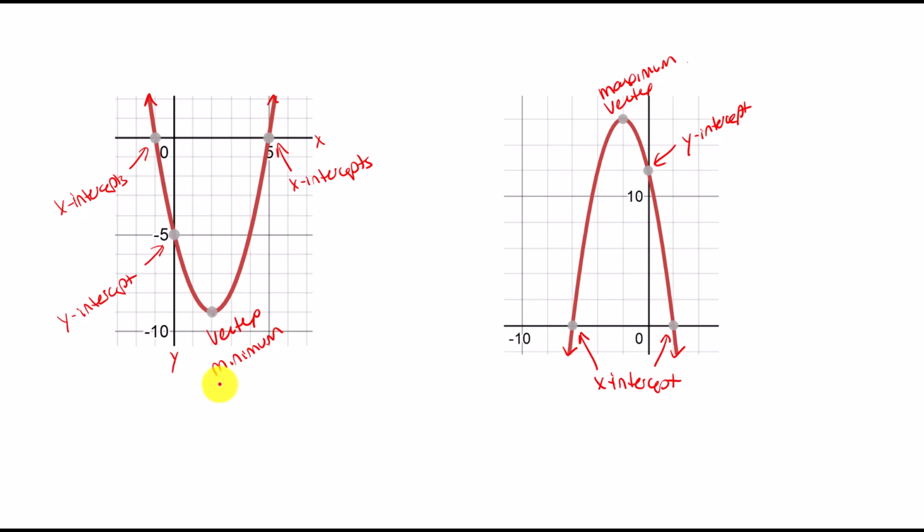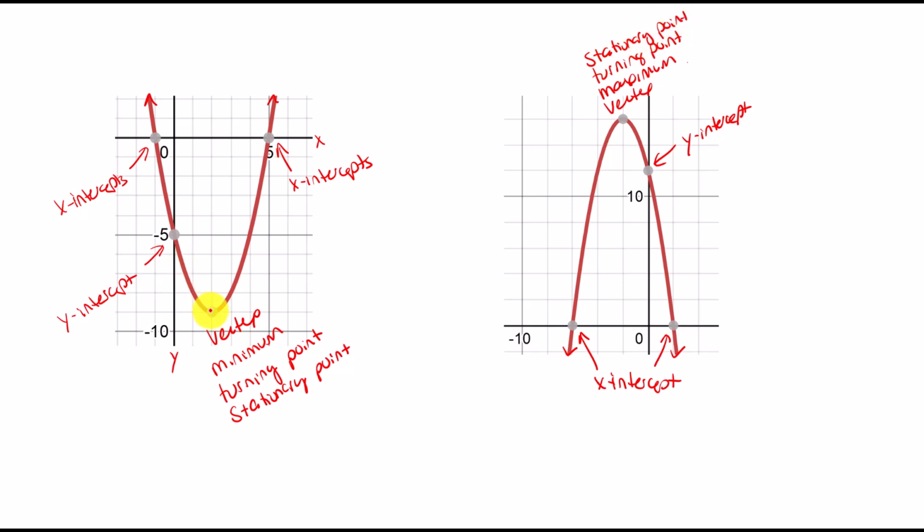Now, this can also be called a turning point. So if you see that wording, it's just asking for the vertex. Our turning point is because this graph was decreasing and then it was increasing. And this is the point where it changed from decreasing to increasing. And then over here, it's a turning point as well because it was increasing and then it changed to decreasing. And that's the point where it changed. The other thing it can be called is a stationary point. Okay, and in both cases, it can be called a stationary point.